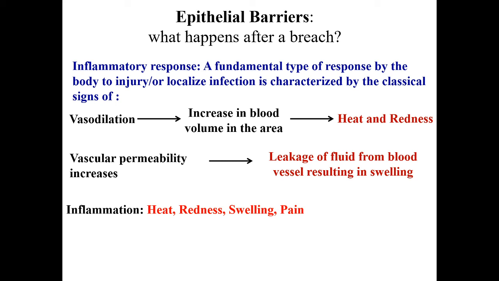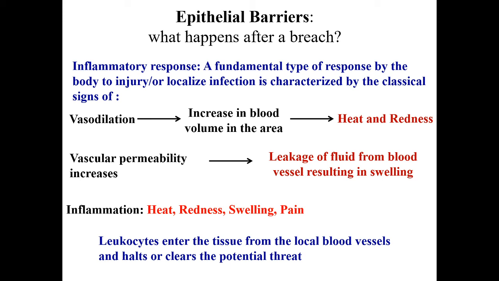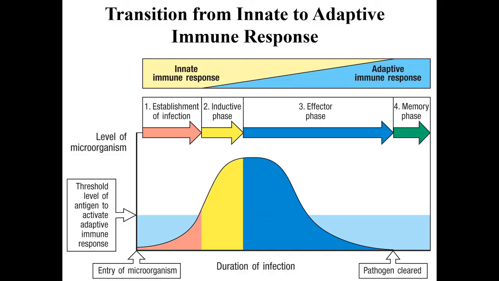And as a result of vasodilation, some leakage will also be there. That means leakage of fluid from the blood vessel, resulting in swelling. So these are the symptoms. That is called inflammation. That means you will get some heat, redness, swelling, and pain in the area of infection. But these are good. That means our immune system is working properly, and that will help us to halt the infection, and it will give time to our adaptive immune system to work against the pathogen. As I told you, after the initial response from our innate immune system, our adaptive immune system will take care of this infection.